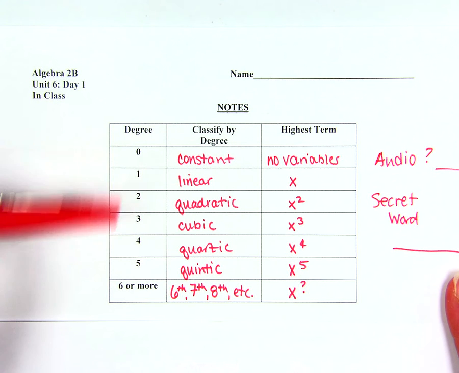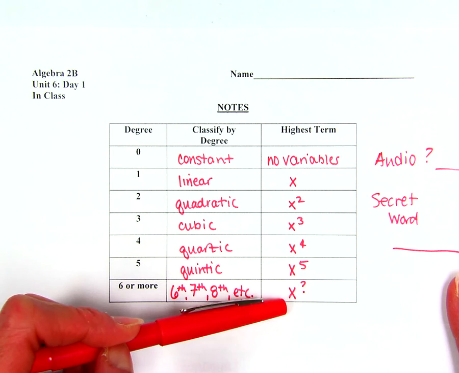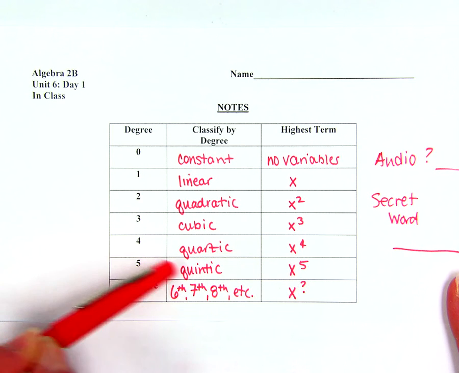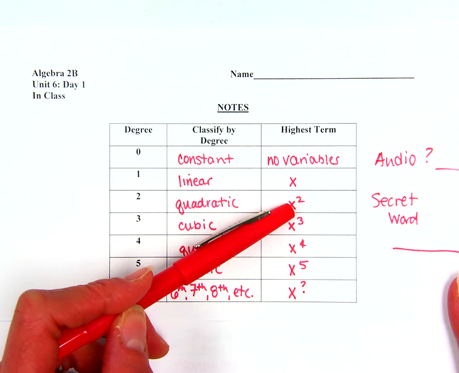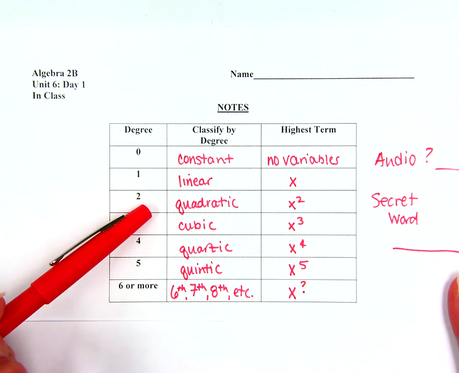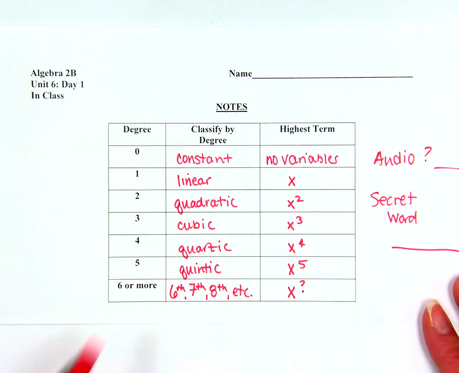All right, so if you classify by degree, it's based on what is the highest exponent. Right? If you have an x to the fourth, that would be a fourth degree polynomial, and the word for it is quartic. If you have x squared, which we talked about a lot last semester, that is a degree of 2, and it's quadratic. So we did the quadratic formula. That's why it's called the quadratic formula, because you're solving for an equation that has the highest variable as x squared.